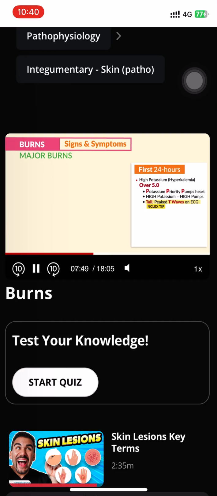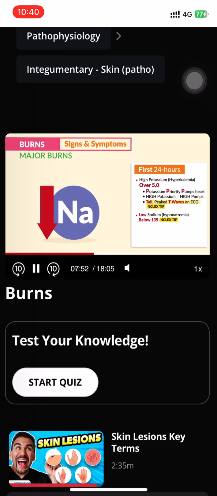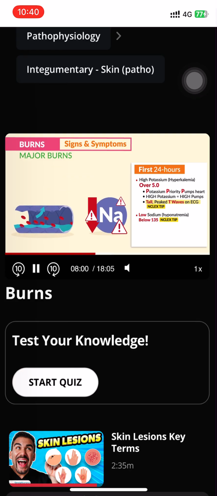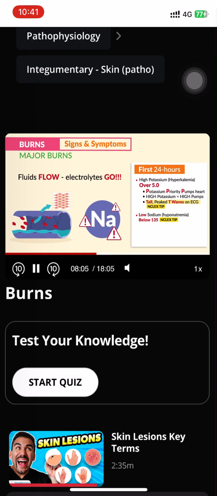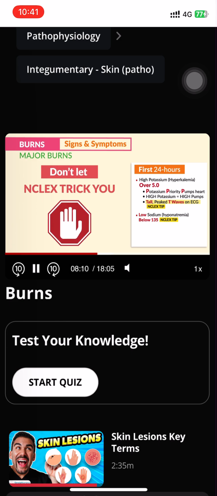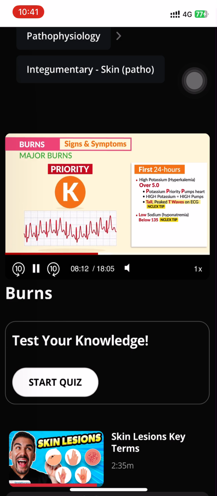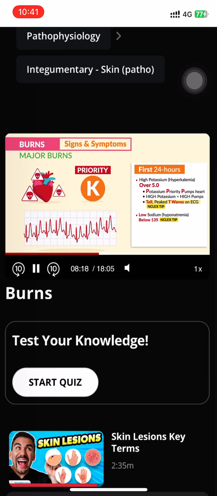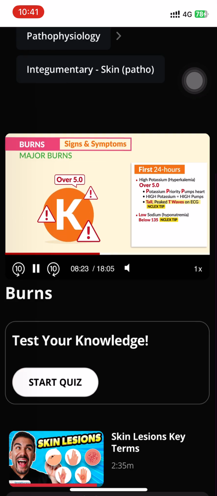Now, some other expected findings. We see low sodium, that hyponatremia, below 135, another big NCLEX tip, so write down that key number. Sodium is lost as fluid shifts within the blood vessels and into the tissues here. So just think, where fluids flow, electrolytes go! Now, don't let the NCLEX trick you here. Potassium is the priority here, with all those peaked T waves that can lead to cardiac dysrhythmias and kill your patient. So remember, focus on any potassium higher than 5.0, because that is the priority.